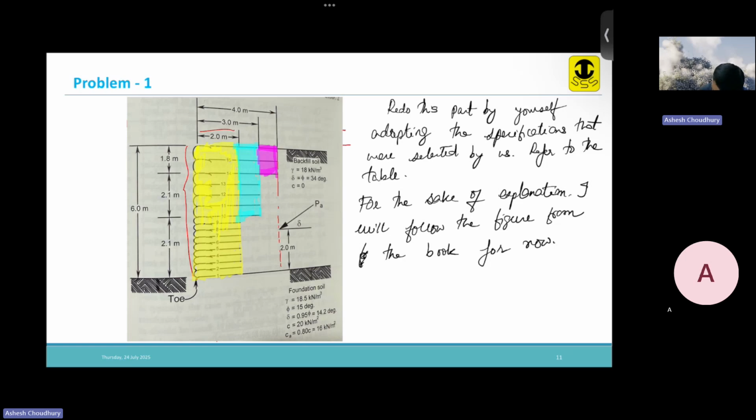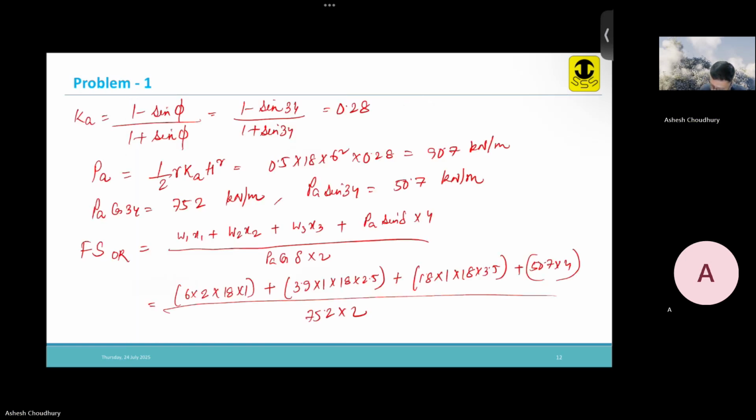The next will be what? 3 minus 2, that is 1, is the width. And what is the height? The height is 1.8 plus 2.1, that is 3.9. So 3.9 times 1 times 18 will give you the weight. And for the last one, again, 1 is the width, and the height is 1.8. So 1.8 into 1 into 18 will give you the weight.